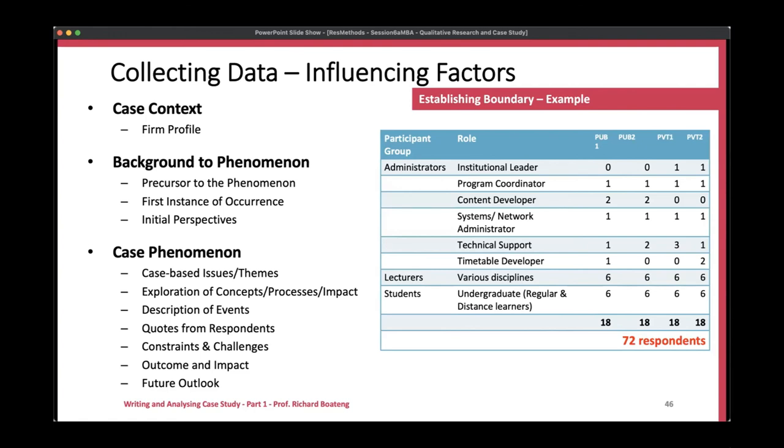So pick information from external people is good, especially if you're going to triangulate and then use it to make a point.